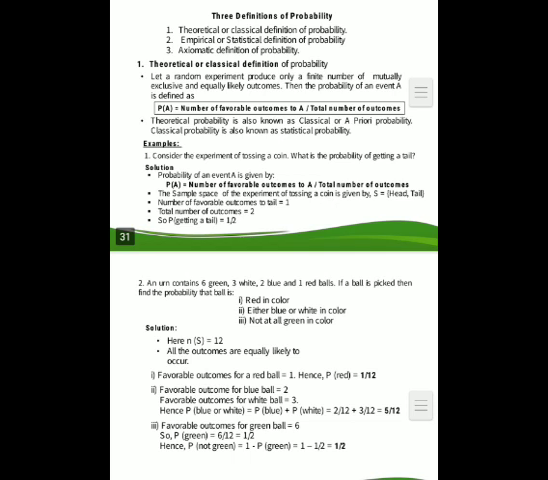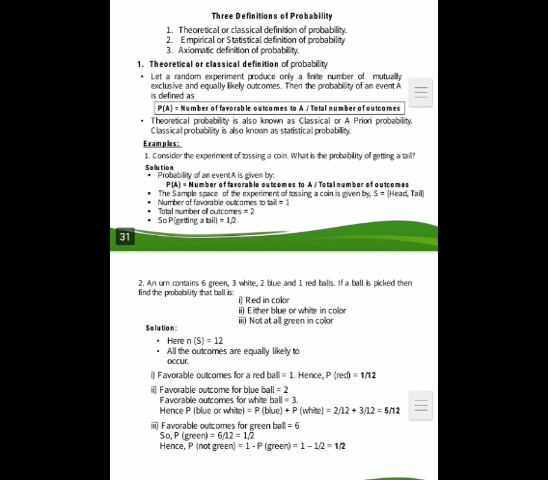P(A) is equal to the number of favorable outcomes to A over the total number of outcomes. Theoretical probability is also known as classical or a priori probability. Classical probability is also known as statistical probability.